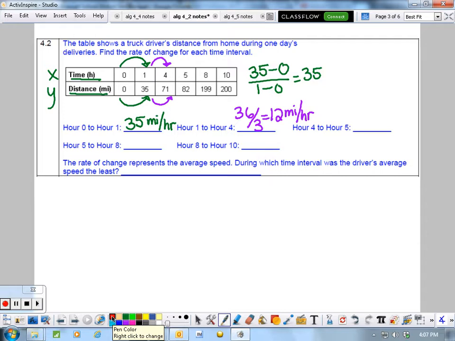So now from hours 4 to 5, I can do the same idea. So from 71 to 82 gives me 11, and 4 to 5 gives me 1. So this is 11 miles per hour. And keep in mind this is an average rate of speed, so in that hour, that's about his overall speed. So that may take into consideration stops and all that. It may not be his speed the entire time. It's just an average over that period of time.